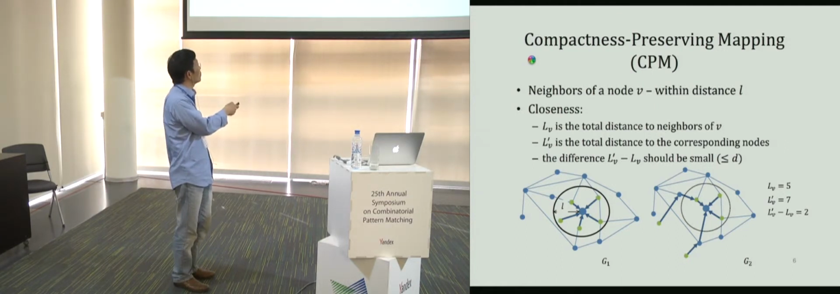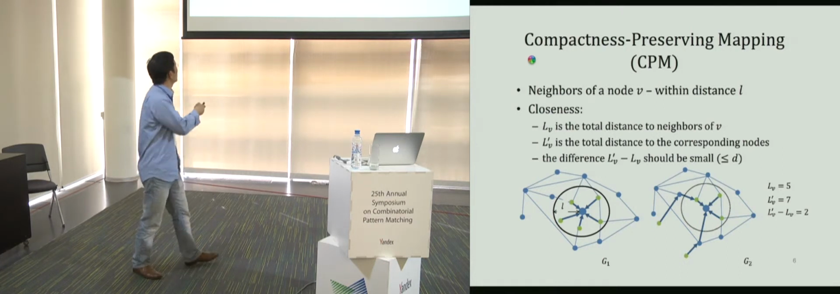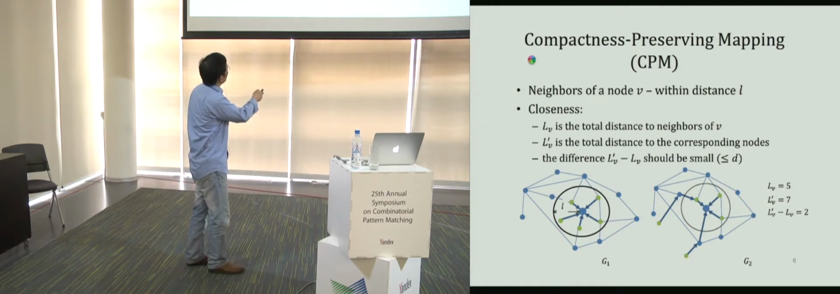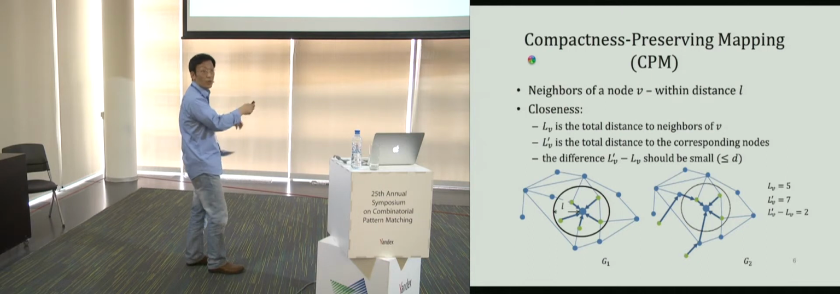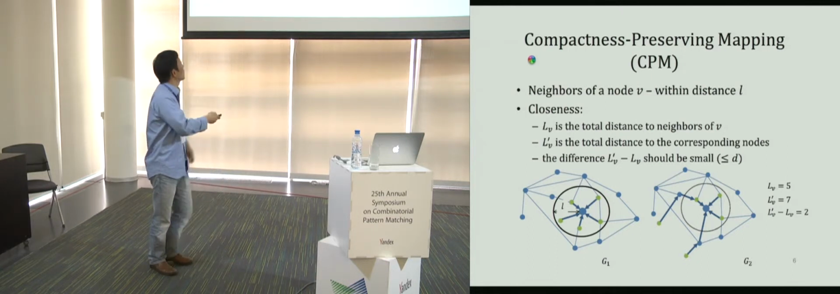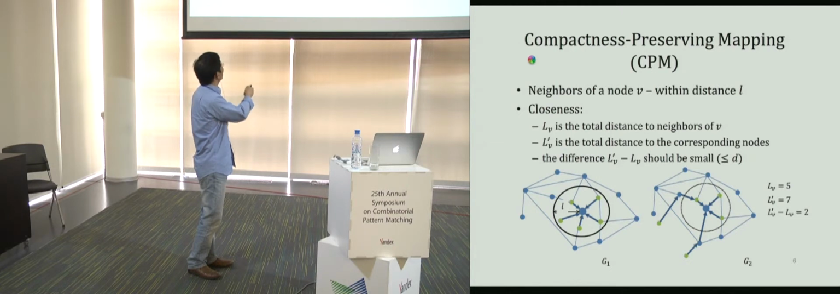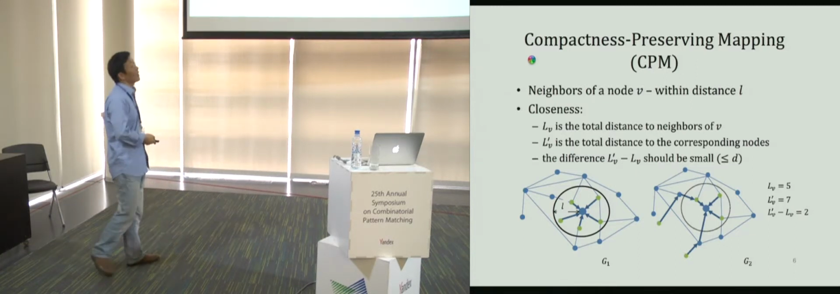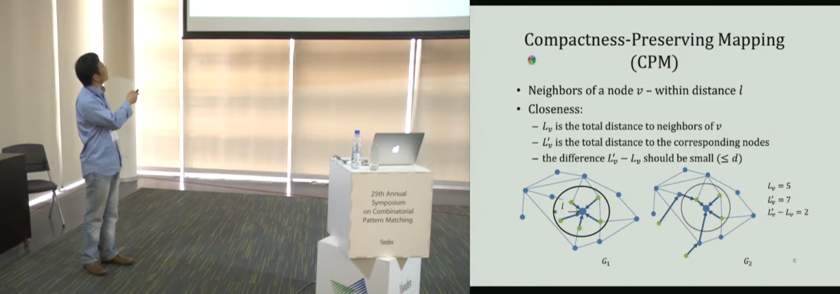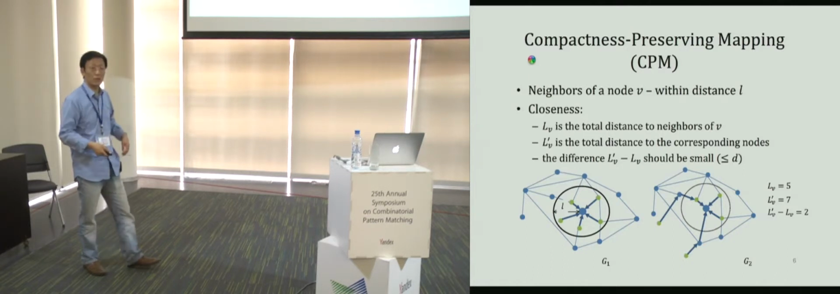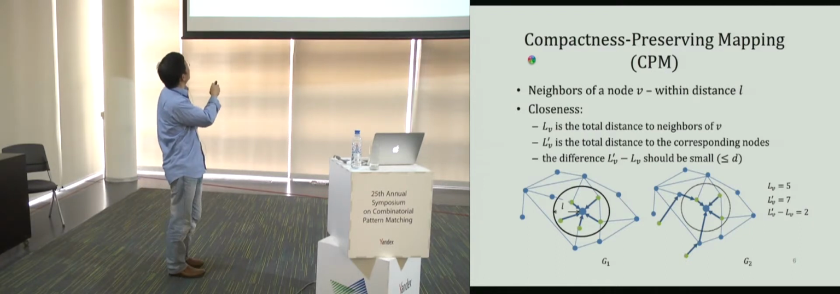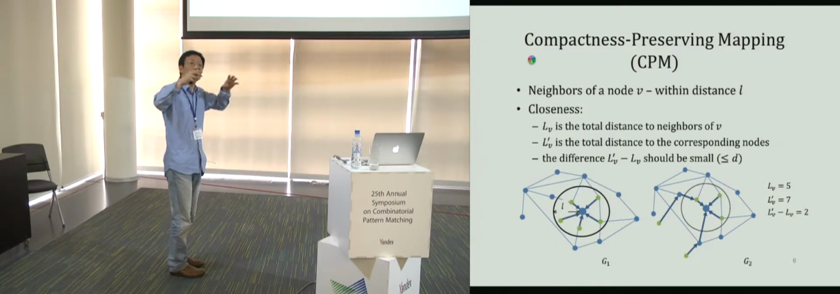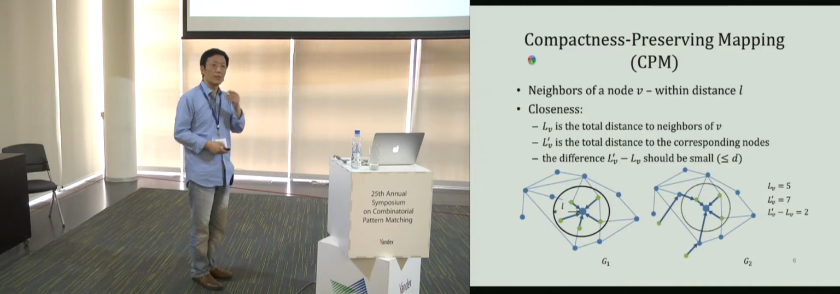vertices here close to the image of V, meaning that the total distance of the images of the labels to the image of V, the difference between this and the total distance here, is bounded by a parameter D. Okay, LV is the total distance of the labels of V to V, and LV prime is then the total distance of the image of the labels to the image of V.